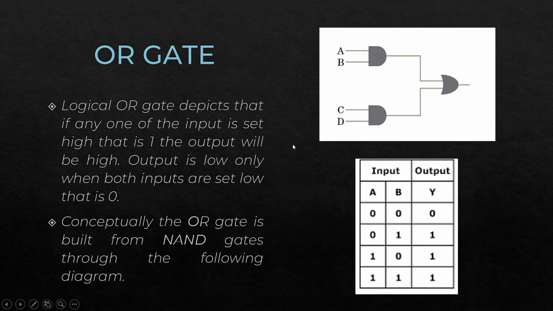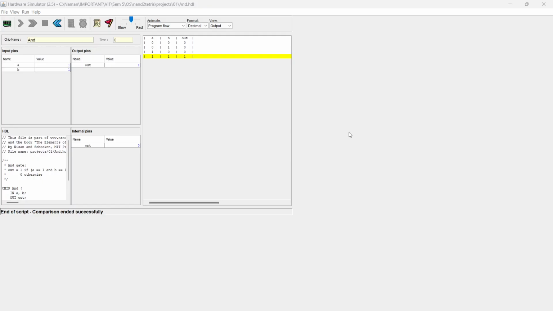Next we'll discuss the OR gate logic. So basically the logical OR gate depicts that if any of the inputs is set high, that is 1, the output will be high. Output is low only when both inputs are set low, that is 0. So conceptually the OR gate is built from the NAND gates through the following diagram. As you can see, three NAND gates will be used to build an OR gate.